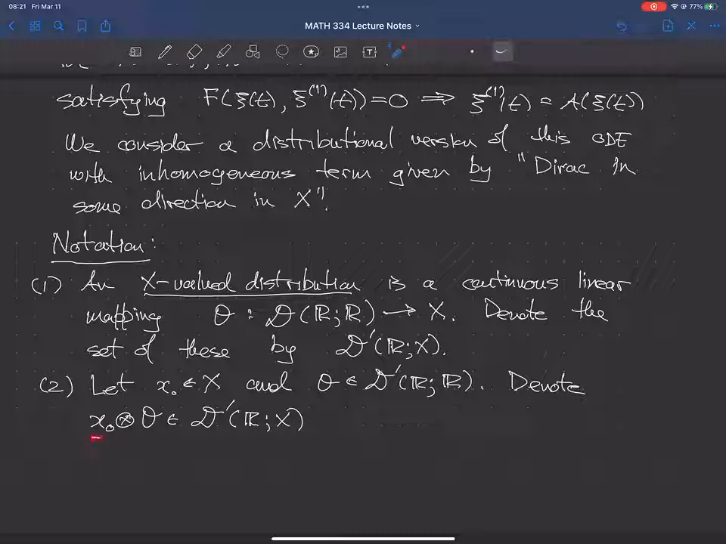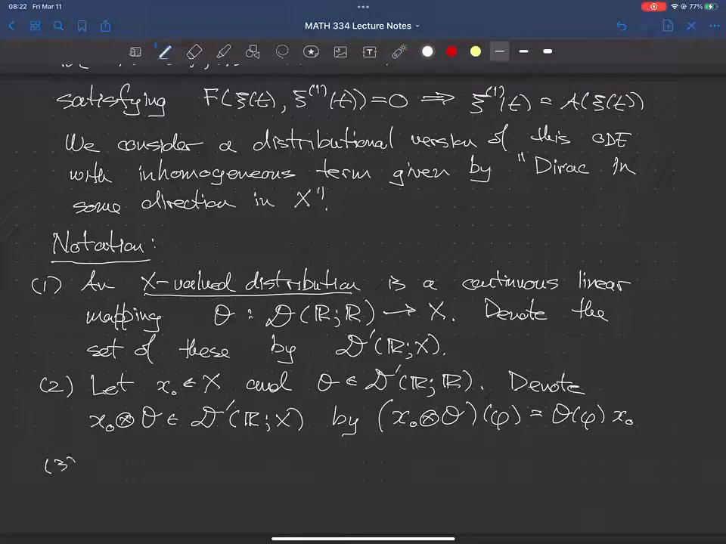I need to tell you how to define this distribution, and it has the obvious definition. That x0 tensor theta applied to a test function phi, because that's what you need to do to get something in D prime, you need to take a test function and apply it to get a vector. The vector is simply going to be theta of phi times x naught. So it's just a scalar multiplied by the vector x naught. This is a very simple thing with just a funny bit of notation attached to it.